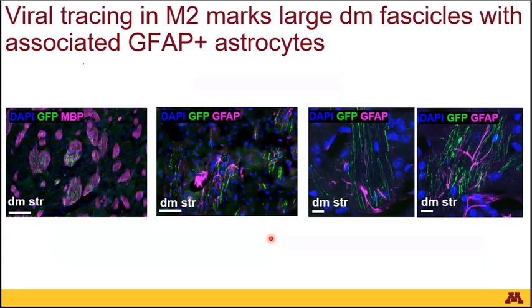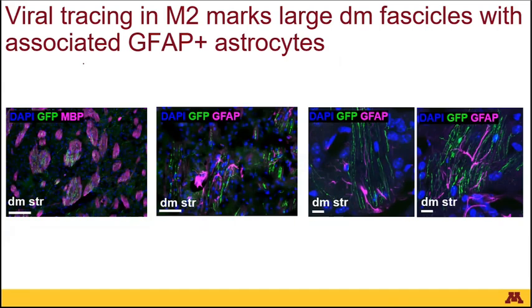Here I stained with MBP in pink, and you can see that those M2 fibers are indeed part of white matter fascicles. And they're actually part of big white matter fascicles, which is great news since we previously saw that the GFAP positive fascicles tend to be large. And then separately, since at the time I did not have a compatible antibody, I stained for GFAP, and you can see that these M2 fibers do have GFAP positive astrocytes associated with them.